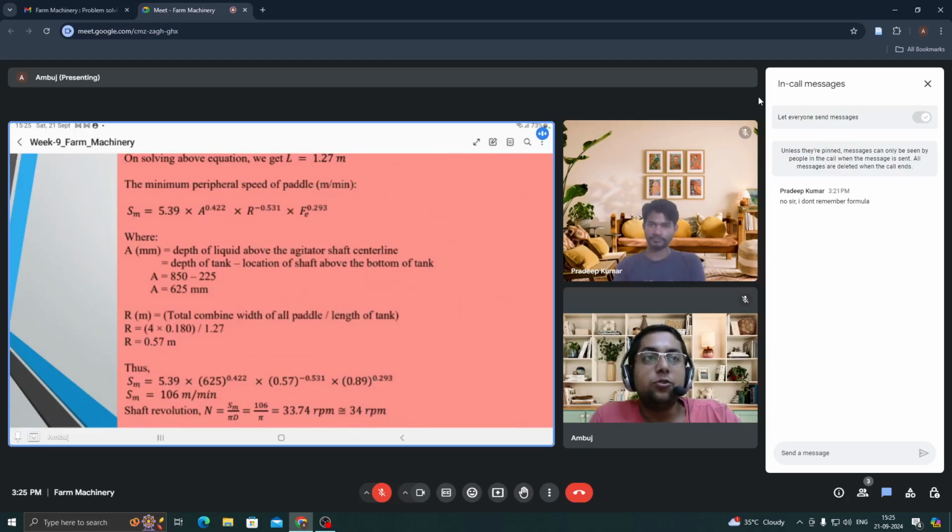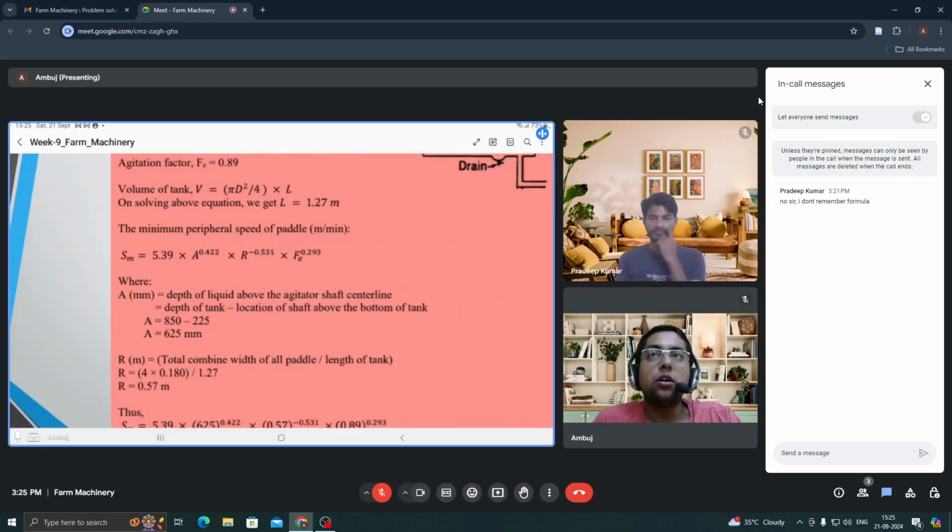Then using the Sm formula: 5.39 into 625 raised to the power 0.422, multiplied by 0.57 raised to power minus 0.531, multiplied by 0.89 raised to power 0.293. Sm would be equal to 106 meters per minute. Then N would be equal to Sm divided by pi d, and d has been given as 1 meter. That is why it would be 106 divided by pi. It will be 34 RPM.